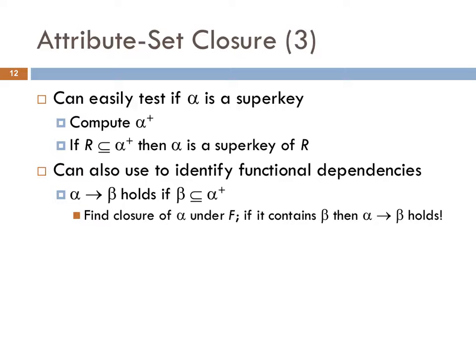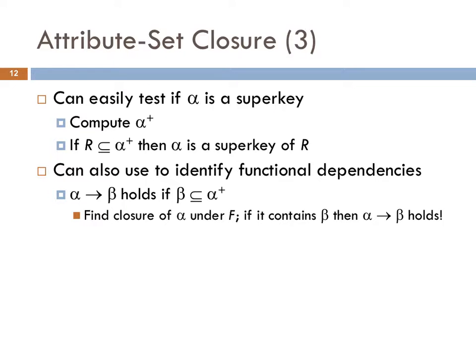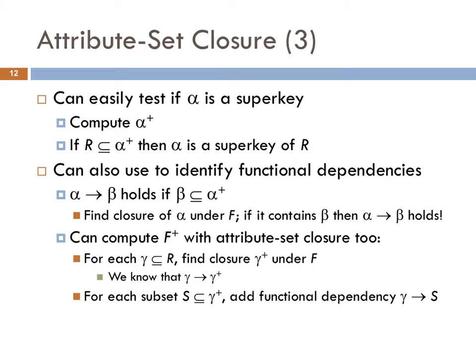And then you could actually use the decomposition rule to say, okay, well now I want to take the parts of alpha plus that aren't also in beta out, and then I can infer that dependency as well, if you wanted to be more formal about it. Okay? So find the closure of alpha under F, and if it contains beta, then you know that alpha functionally determines beta. Okay. Does that make sense? I hope this makes sense to you guys. Okay, so let's see, F plus. Attribute set closure as well.